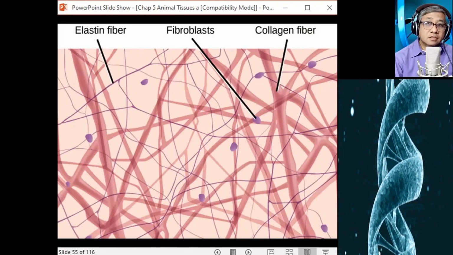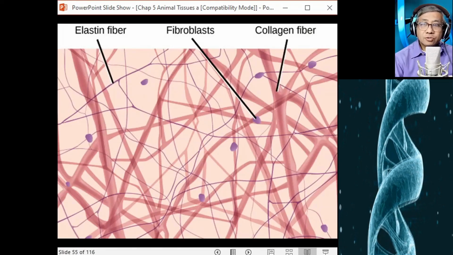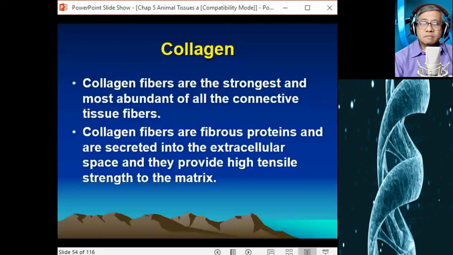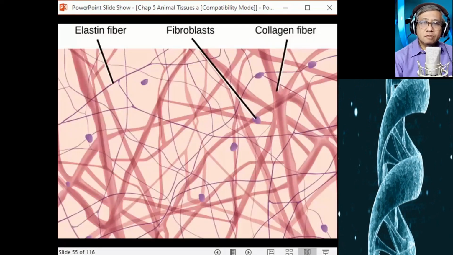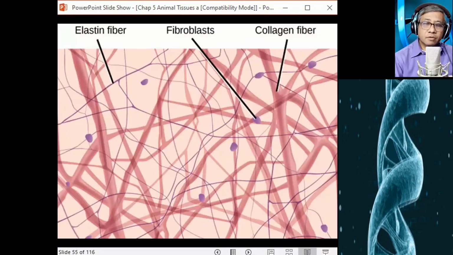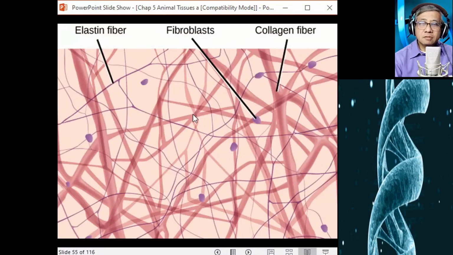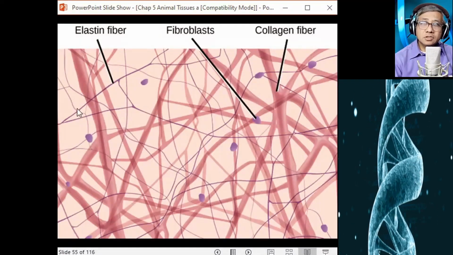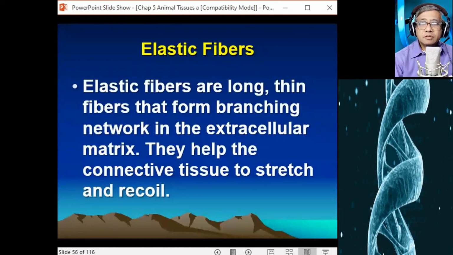So, the structure really determines the function. They are thick and they provide tensile strength to the tissue itself. The strongest and the most abundant of the three types of connective tissue fibers. This red network of fibers, those are collagen fibers. Then we have the so-called elastic fibers.